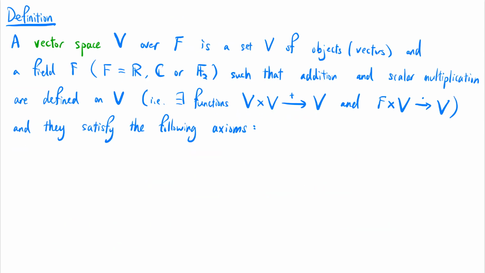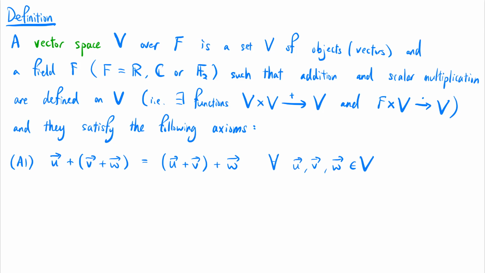Now, we formally define a vector space. A vector space V over F is a set V of objects, called vectors, and a field F, where F equals the real numbers, complex numbers, or F2, such that addition and scalar multiplication are defined on V. In other words, there exist functions V cross V to V for addition and F cross V to V for scalar multiplication, and they satisfy the following axioms.